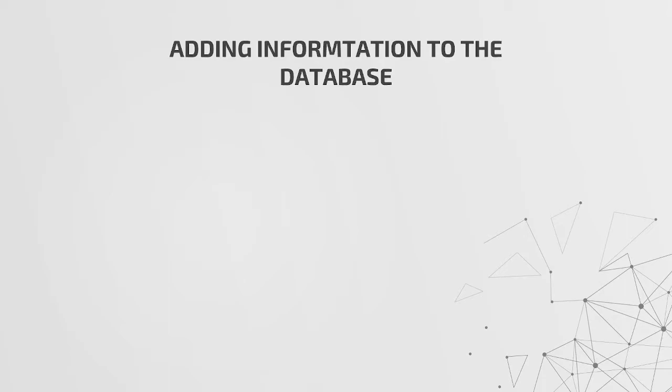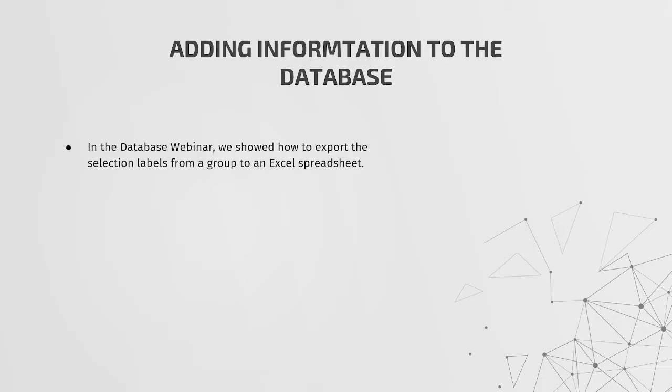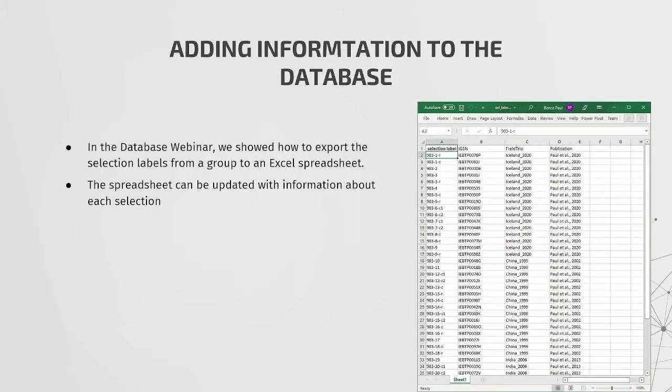So now let's look at adding information to the database. In the database webinar, we looked at how to export selection labels from an experiment from a particular group and put that into an Excel spreadsheet. Then you can look at that spreadsheet and add extra properties to that. So here is an example where we've exported all of our selection labels, and then we've updated for each selection what its IGSN was, what field trip it was collected on, and what publication it's associated with. And this is all done in a spreadsheet, so it's nice and easy to type in.